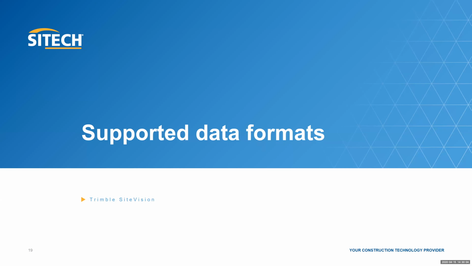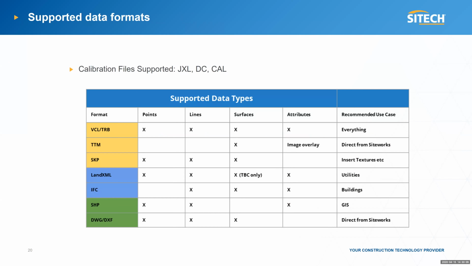Now let's just talk a little bit about the supported data formats. For placing it automatically, of course, you need the calibration files, which are JXL, DC, and CAL formats coming from Trimble Business Center or SiteWorks or Trimble Access. And the supported types are the VCL/TRB formats. These are Trimble formats, and a TTM for surfaces, a SketchUp model coming out of the SketchUp software. All these three are Trimble software formats.